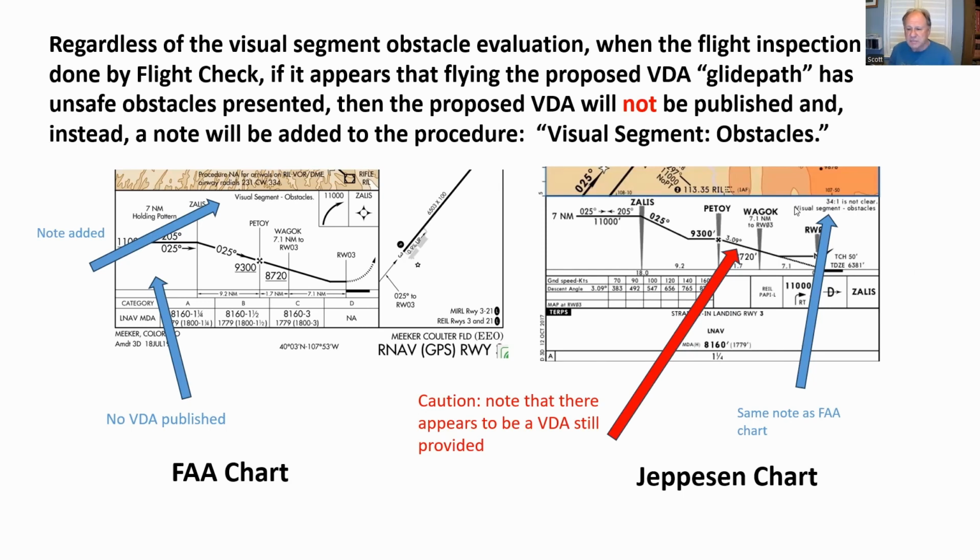And this visual segment obstacle note is what you want to be looking for. That tells you something's going on with that approach that you need to be careful about between the final approach fix, between the MDA and the runway.